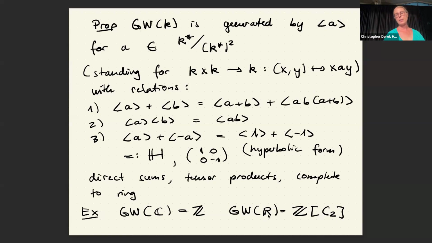And GW of R, that's Z adjoined the group with two elements, because R star over R star squared is just plus or minus 1. I mean, a square over the reals, sorry. So I can either be a square or not, either 1 or minus 1. And so this GW of R is generated by bracket 1 and bracket minus 1. And so I can write it as Z adjoin the group with 2 elements. Okay.